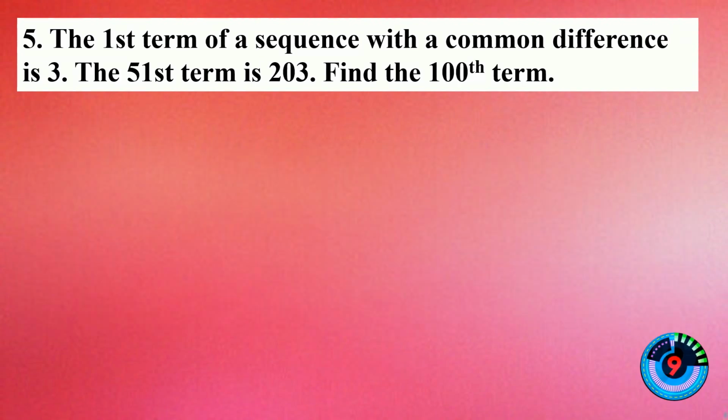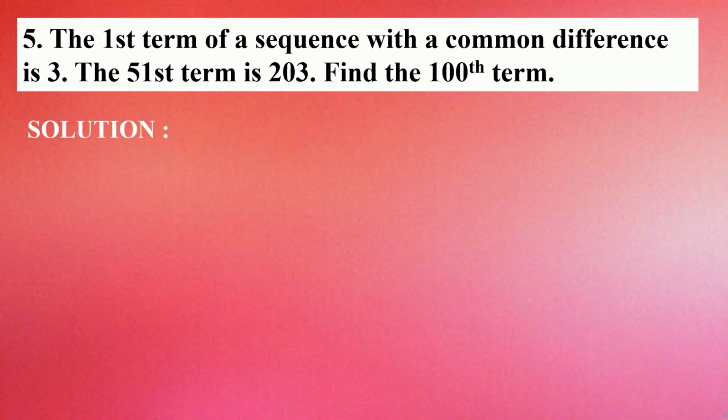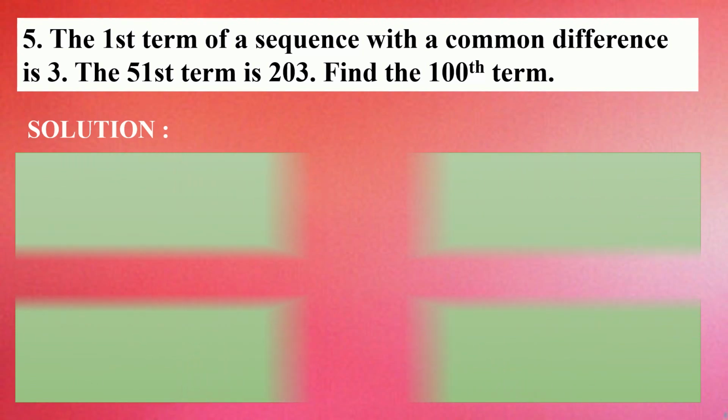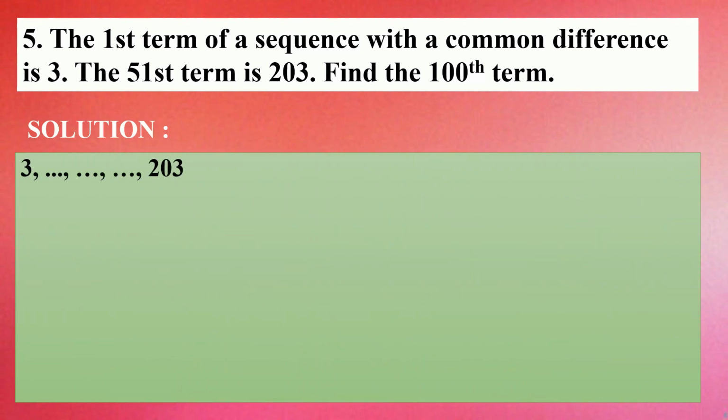Question number 5. The first term of a sequence with a common difference is 3. The 51st term is 203. Find the 100th term. So we have the first term as 3, the 51st term is 203. We need to find the 100th term. Let us now look at the solution. Three is the first term, and 203 is the 51st term. We need to find the 100th term.